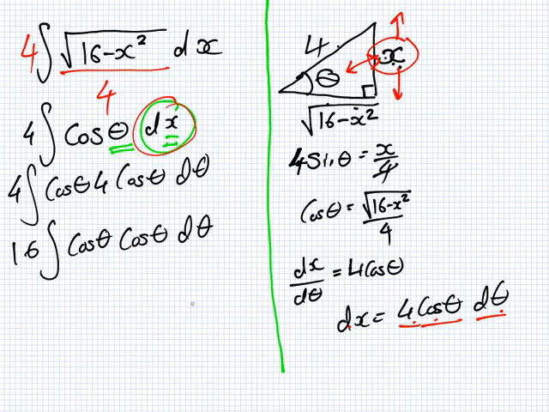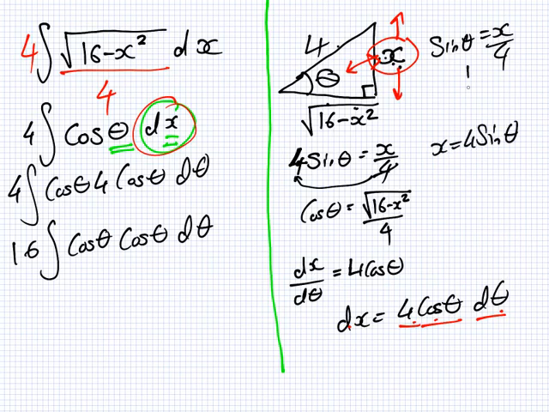You can move the 4 from there to the front. This 4 I brought up because originally it was 4 sine theta. Originally, well, you can see it here, sine theta equals x over 4. So I brought the 4 up and made x equals 4 sine theta. Okay, but where does the 16 come from? The 16 on the left side? Oh, this? Yes. 4 by 4. Okay.